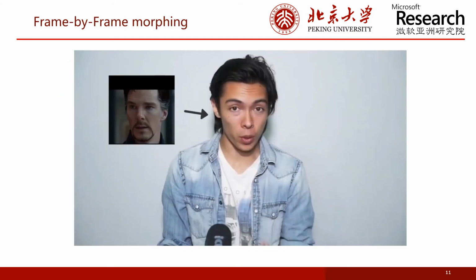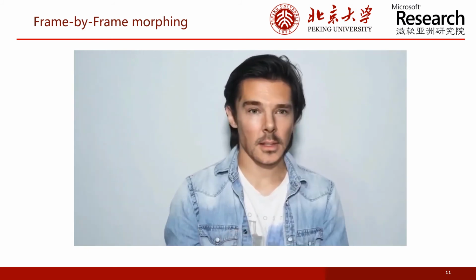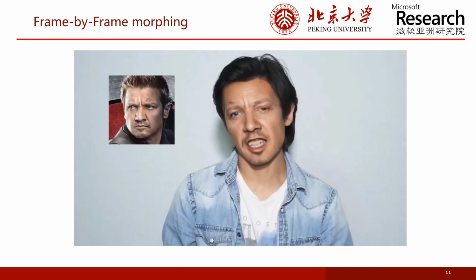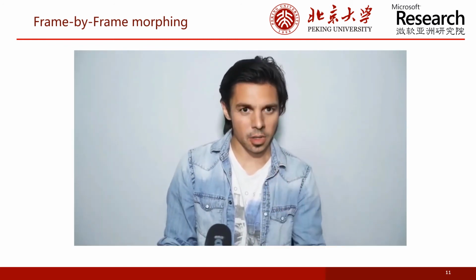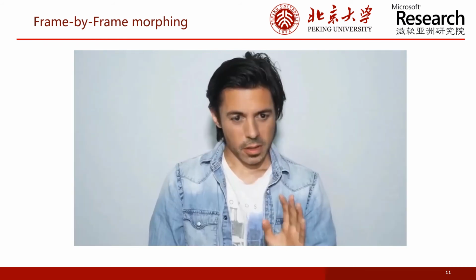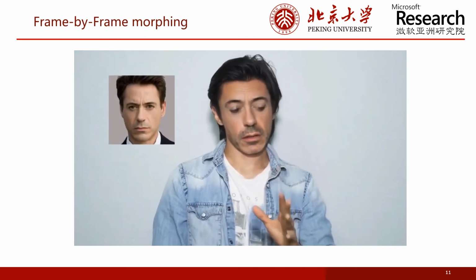Here, we show a video of morphing between different superheroes using FaceShifter. It indeed has some artifacts, but consider that our model was not trained on this target, and it didn't use any temporal information. It's just frame by frame processing. The result looks very impressive.